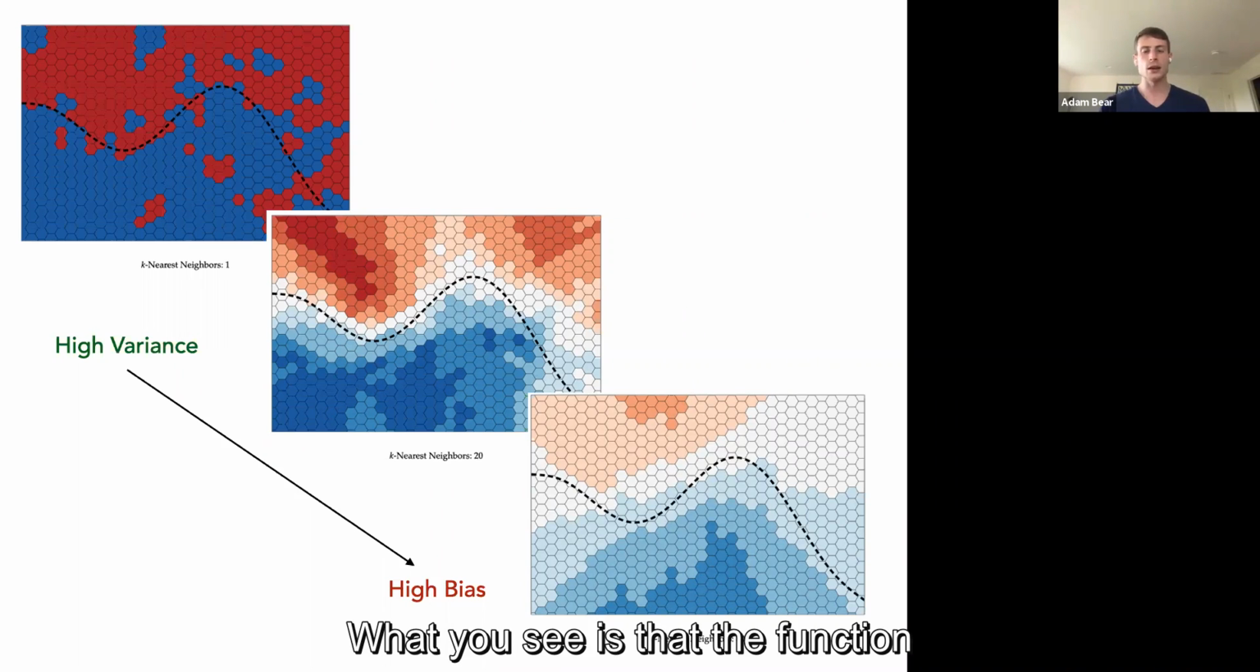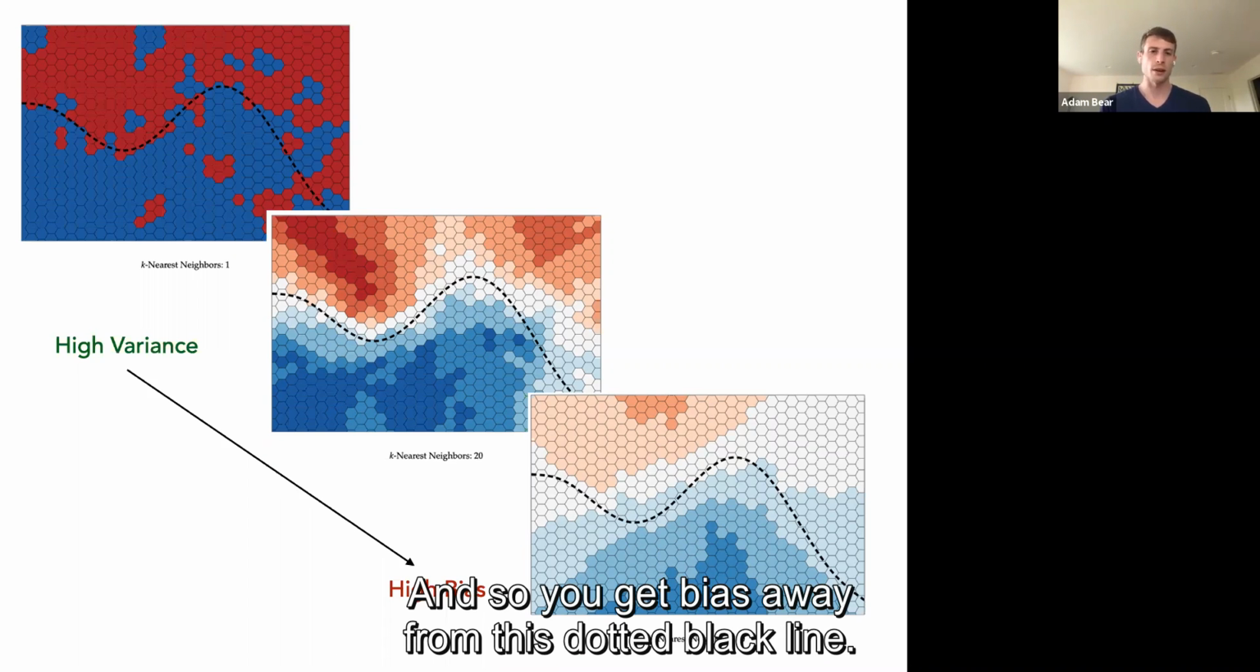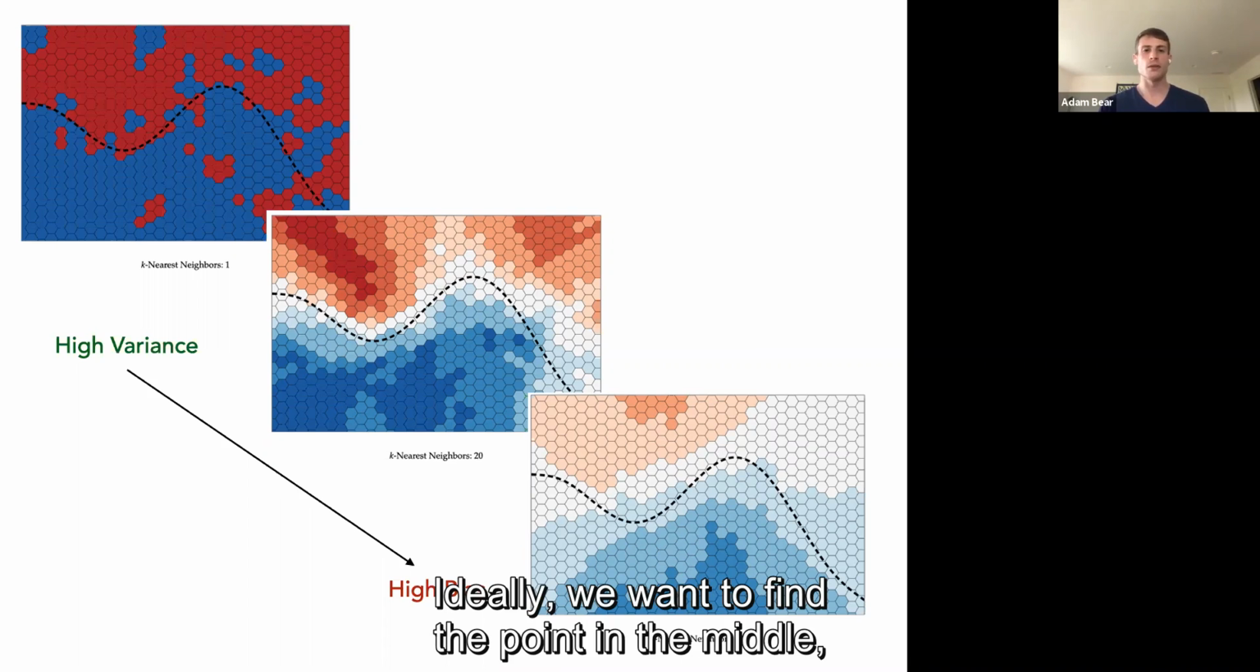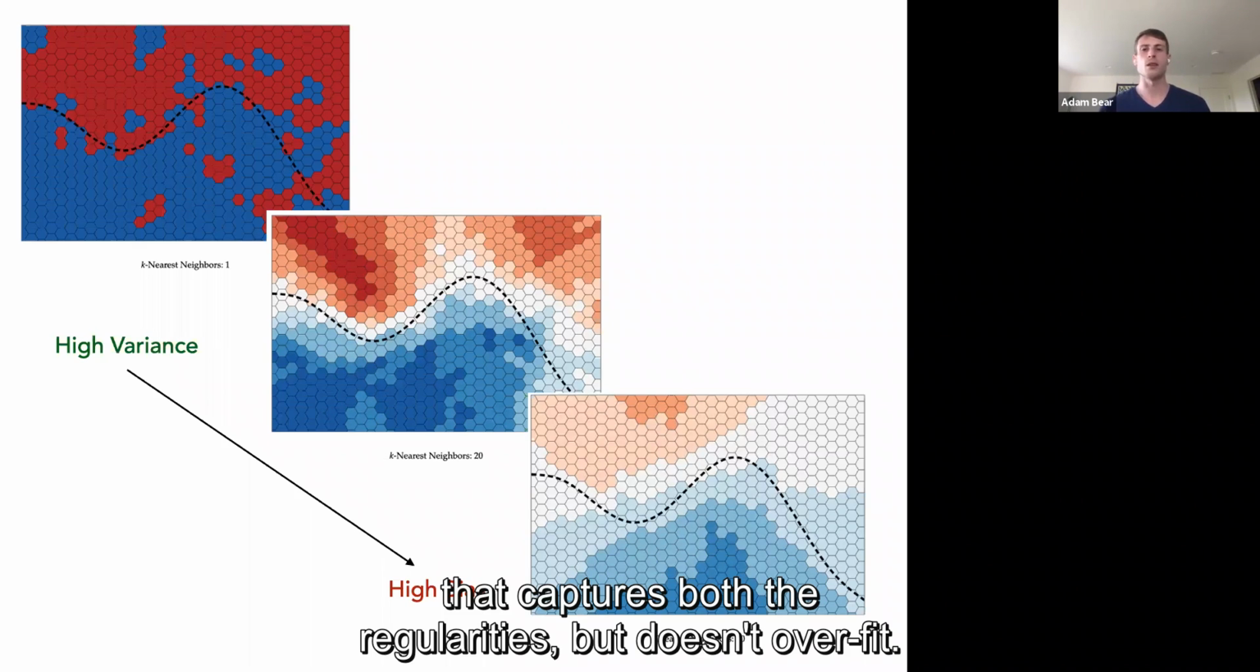What you see is that the function ends up being very smooth, but too smooth, and so you get bias away from this dotted black line. Ideally, we want to find the point in the middle, in this case, maybe around k of 20, that captures both the regularities but doesn't overfit.